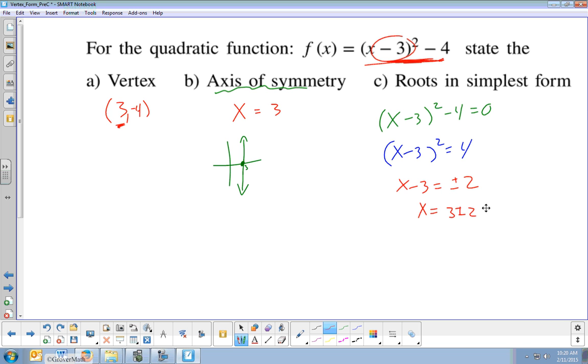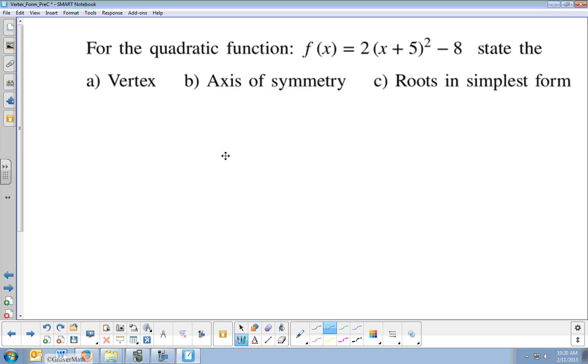And typically we leave it like that, but because 2 is not a radical, I can actually do 3 plus 2 is 5, and 3 minus 2 is 1. But your answers are typically going to be 3 plus or minus some radical type thing. Let's do one more example.